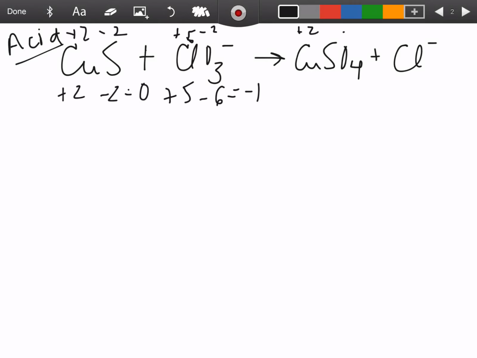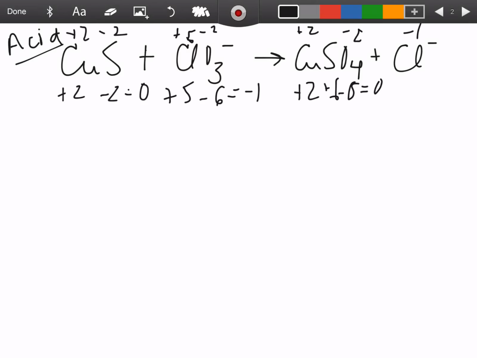So the oxygen, again, is a -2, and that gives us a total of -8. That has to equal a 0. We get a +2 for the copper. That means the sulfur is a +6. So now we know what has changed oxidation states. The sulfur went from a -2 to a +6. The chlorine started off as a +5, and it has gone to a charge of -1.